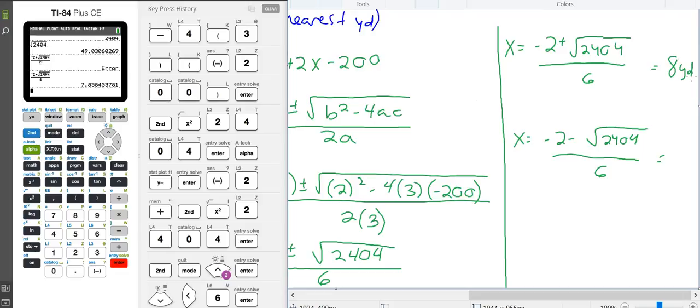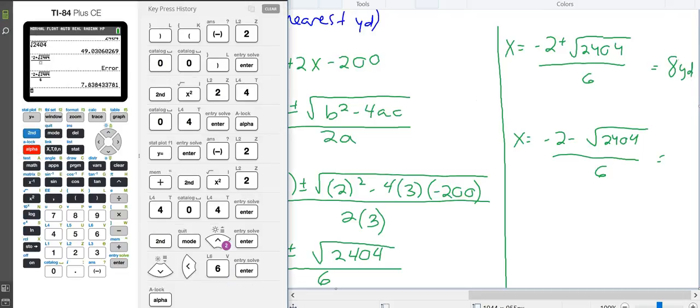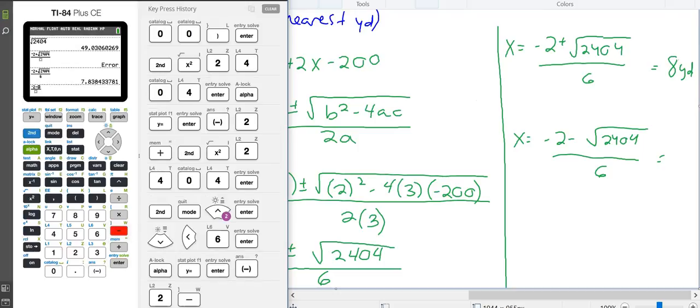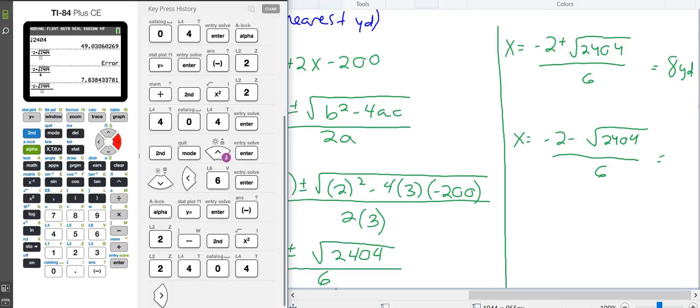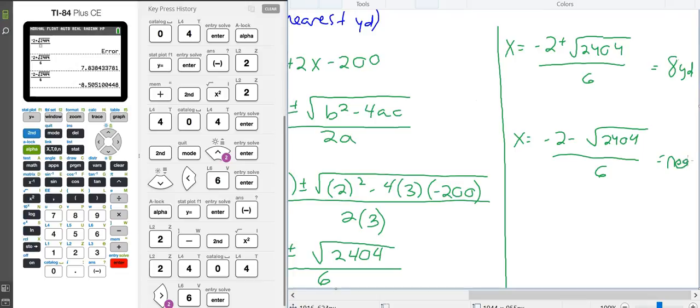And let's do the other problem. Alpha y equals enter to get a fraction. Negative 2 minus square root of 2404 in the numerator, and in the denominator we have a positive 6 and enter. This is a negative number. We can never have a negative number for length or width. So we're going to reject this answer. We can have this answer. So for x, we have x is equal to 8 yards.